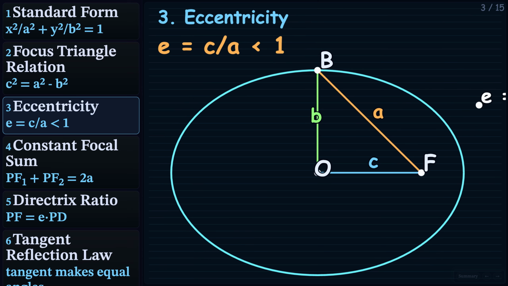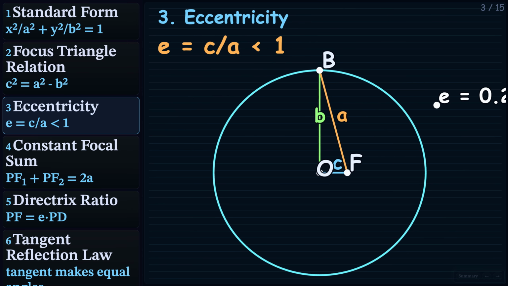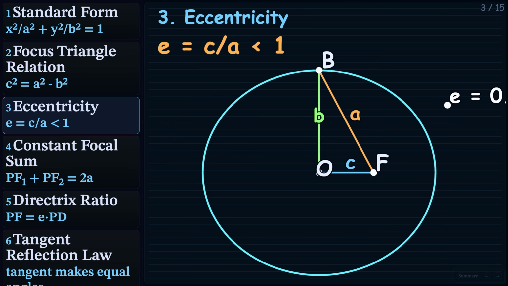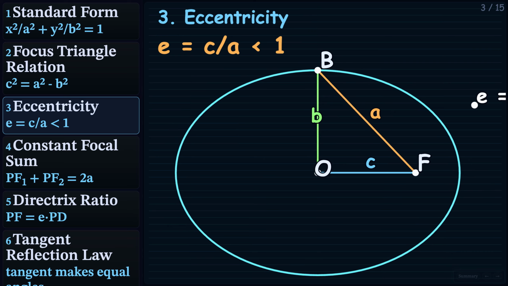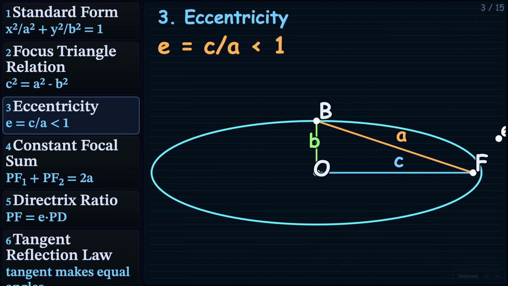Number 3 out of 15. Eccentricity. The eccentricity is e equals c over a, and for an ellipse, it stays below 1. Proof hint. Use c squared equals a squared minus b squared, so c is strictly smaller than a.